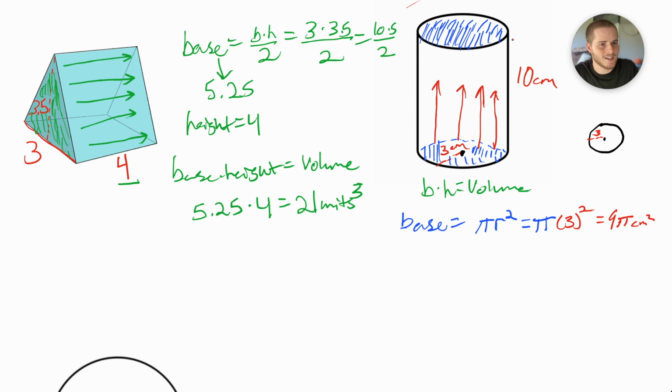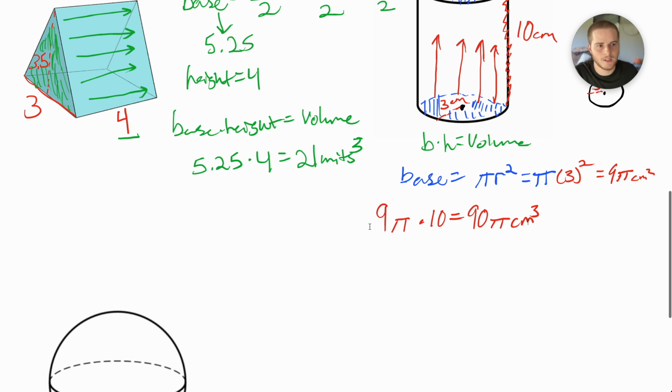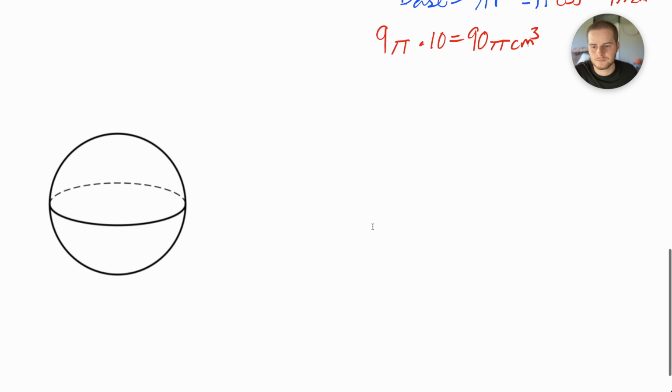And if you look at what side goes in that direction, it's this one right here, which is 10 centimeters long. So we have the base, which is 9 pi. We're going to multiply that by the height, which we are given is 10, which means we have a volume of 90 pi centimeters cubed. And you can multiply 90 by pi if you want a specific number, but we'll keep it in terms of pi right now, just to keep it simple.